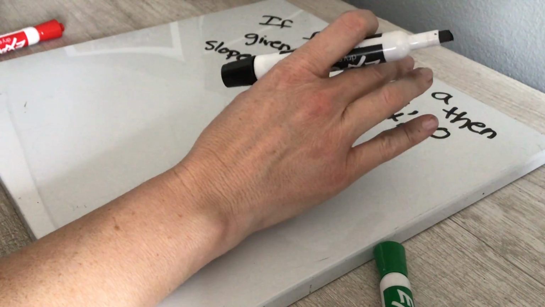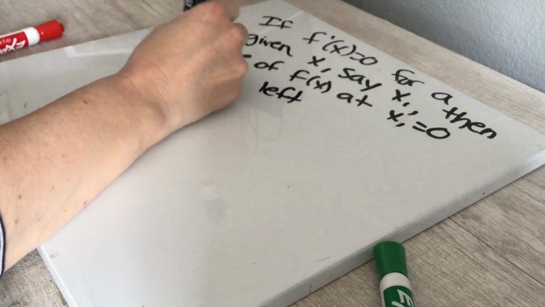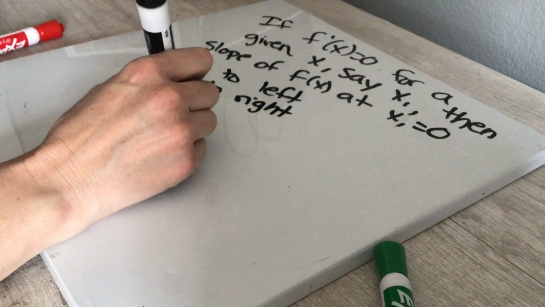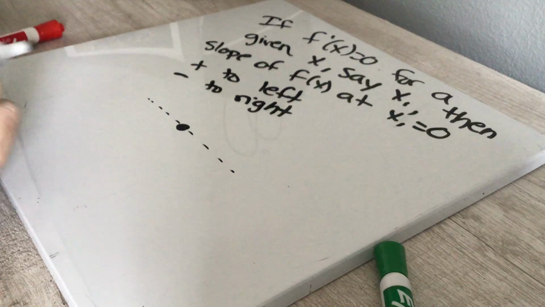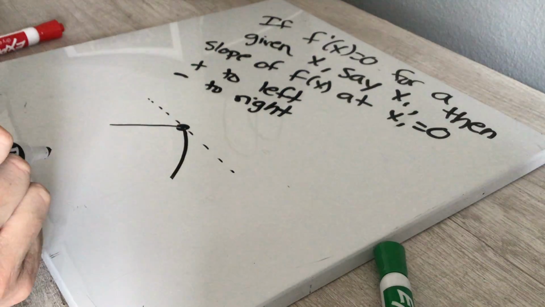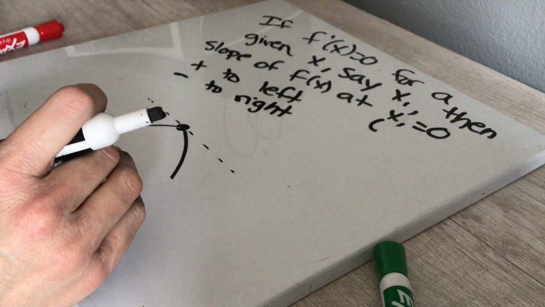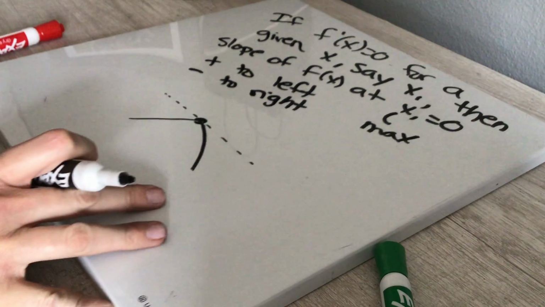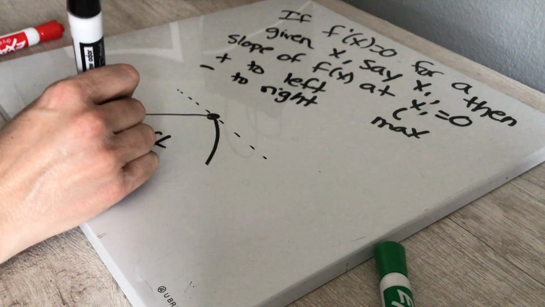If the slope is positive just to the left and negative to the right, okay? So we're saying here's a 0 slope, okay? The graph has a 0 slope at this point. To the left, it has a positive slope and a negative slope to the right. Then we would say this would be a maximum.